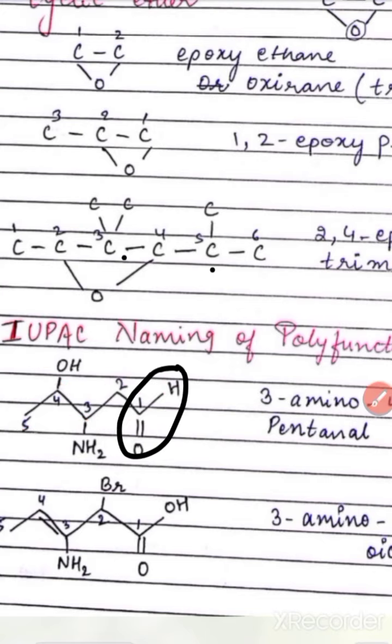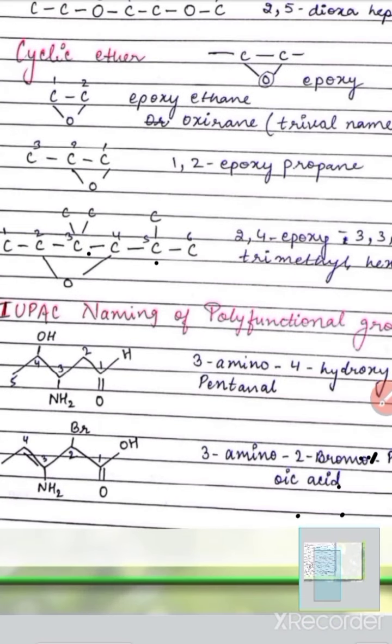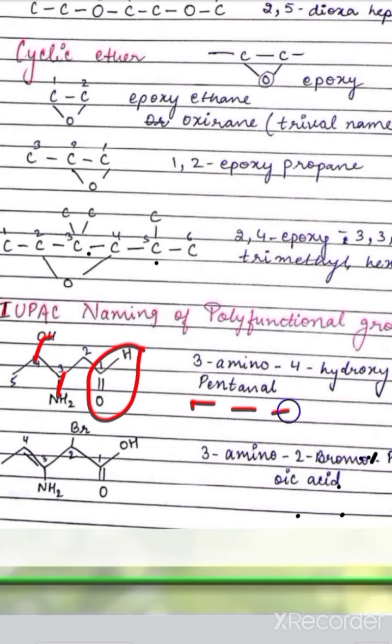So now let's name the compound. At third position, it has the amino group, this, so 3-amino. At fourth position it has the hydroxy group, so 4-hydroxy. Pent, because the main parent carbon chain is of 5 carbons, so pent, no unsaturation so ane, and al for the aldehydic group.